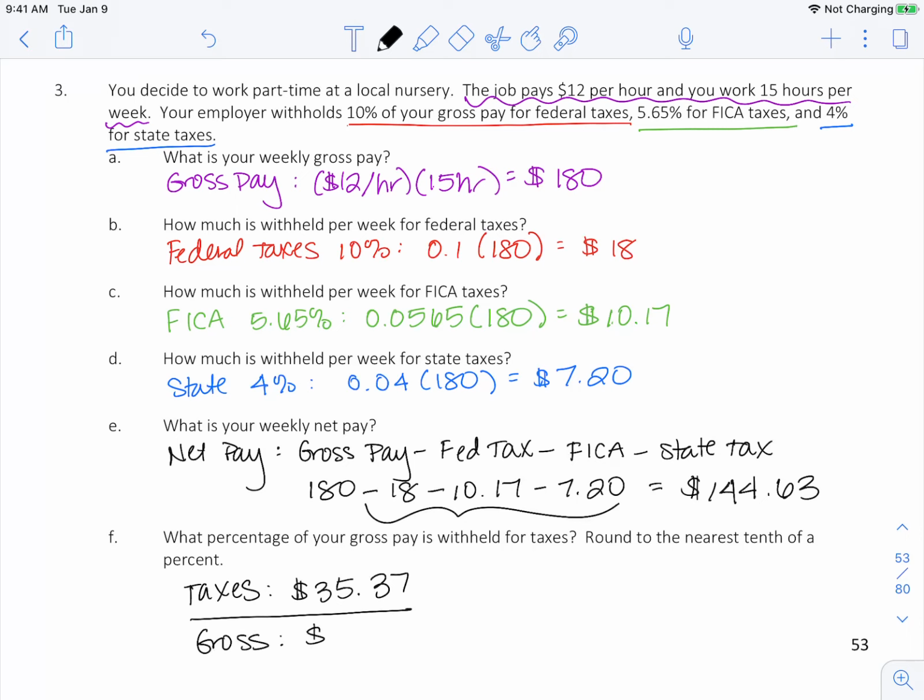Remember, the gross pay is $180. So if I divide this, we get 0.1965. If we went to the nearest hundredth, because this is 4 places, it's 19.65%. Or to the nearest tenth, it's 19.7%. And that's all we have for today.